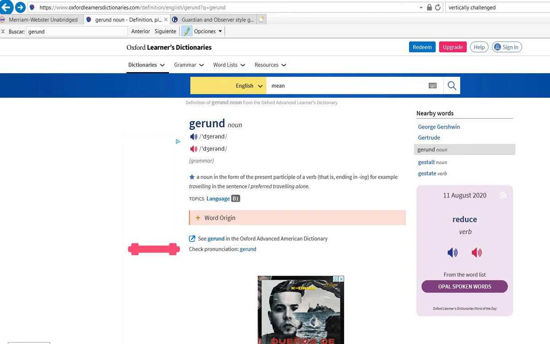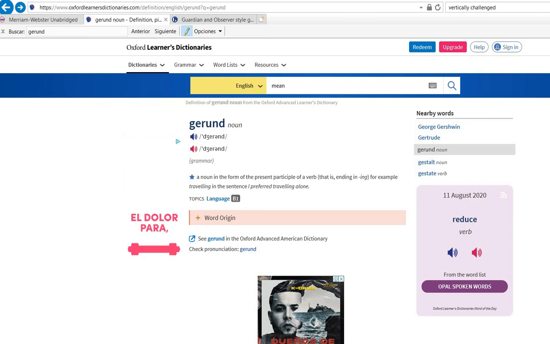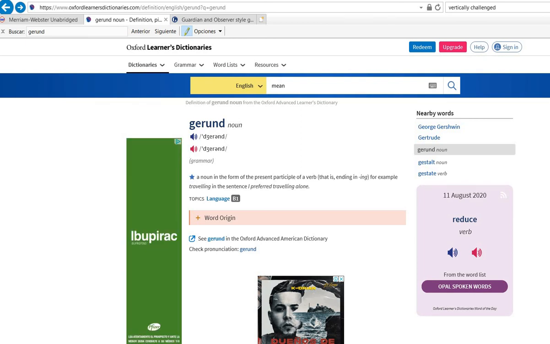Hello, today we're going to be talking about the gerund. So there are actually two entries, right? The first one is the gerund, and then we're going to talk about the gerund and possessives with gerunds, right?